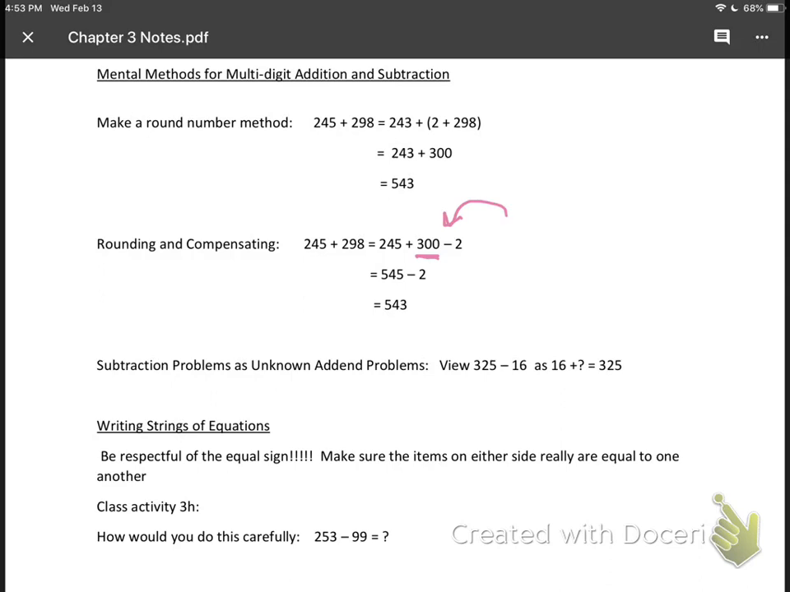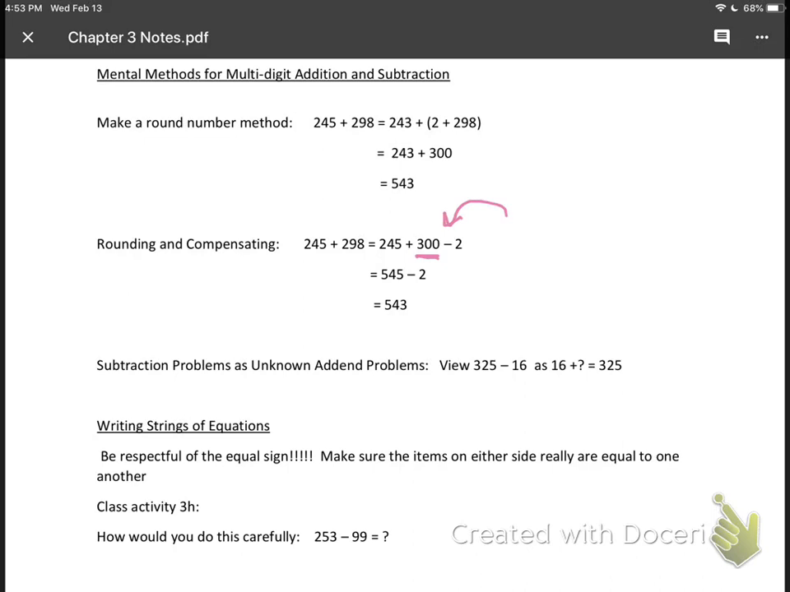Okay, subtraction problems as unknown add-in problems. You can switch it around. You can say 16 plus some number equals 325, and that's always a way to get around doing a subtraction. So one more little thing to tell you about. Be really respectful of this equal sign. It's so very important that they have a good idea of where this is placed and what it actually means.